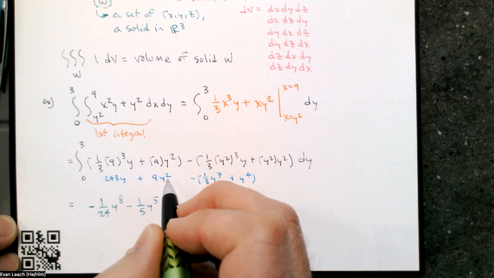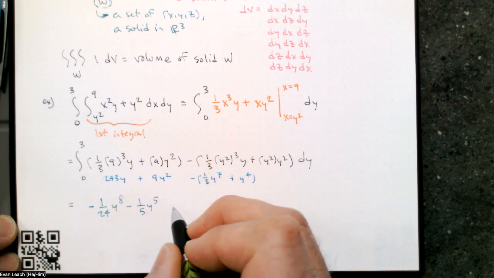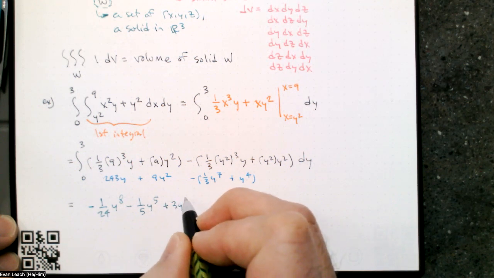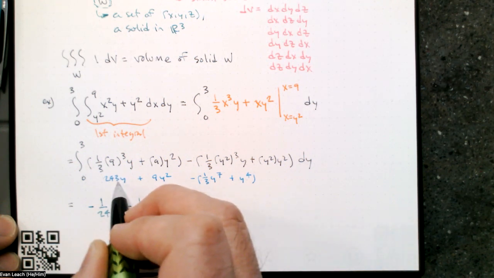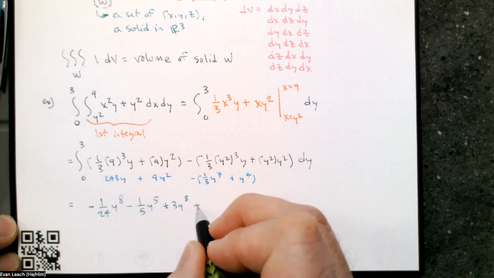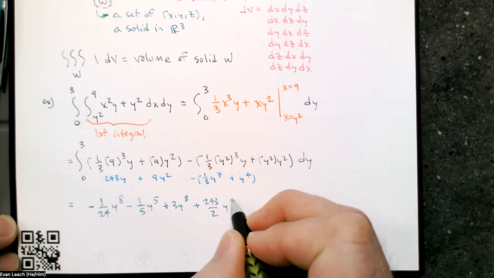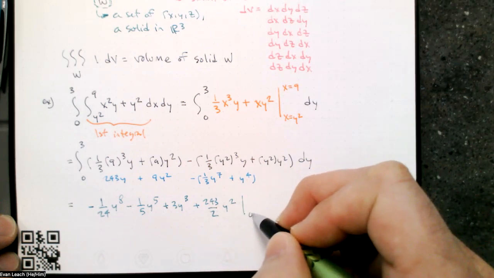Integral of y squared is 1/3 y to the 3rd, plus 3 y to the 3rd. And the integral of 243y is 243 over 2 y squared, evaluated from 0 to 3.